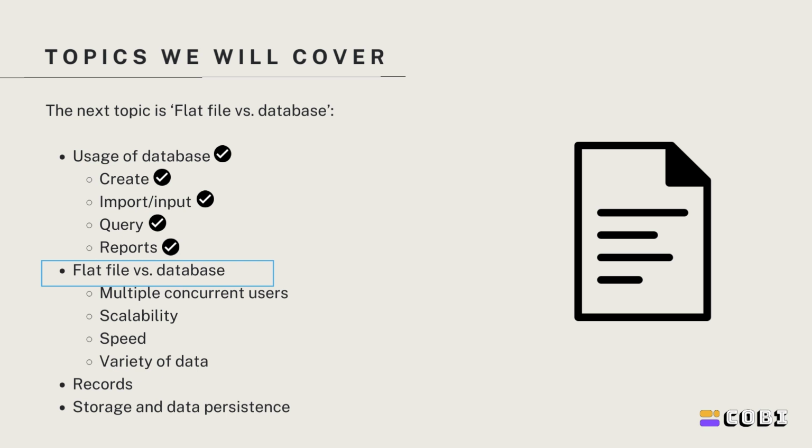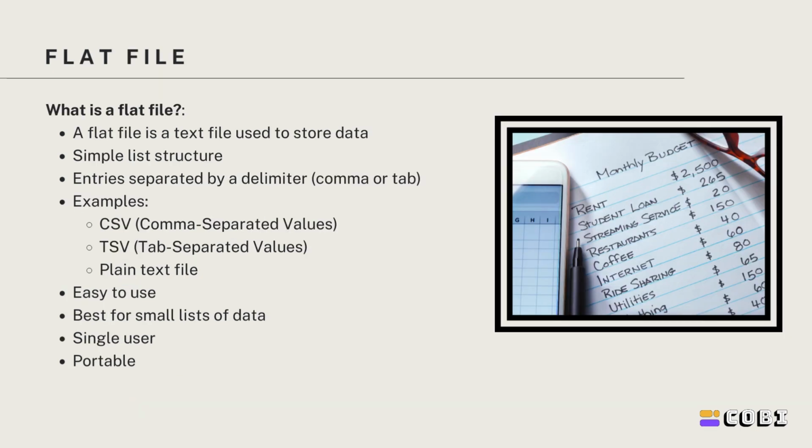Flat file versus database. What is a flat file? A flat file is a text file used to store data. It has a simple list structure. Entries are separated by a delimiter, either a comma or a tab. Examples of flat files include CSV, comma separated values, TSV, tab separated values, and plain text files. Flat files are easy to use. They're best for small lists of data, usually only a single user, and they're very portable.